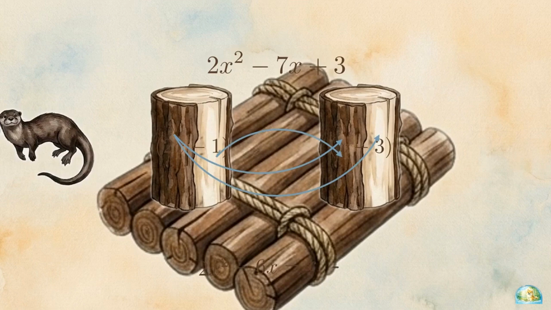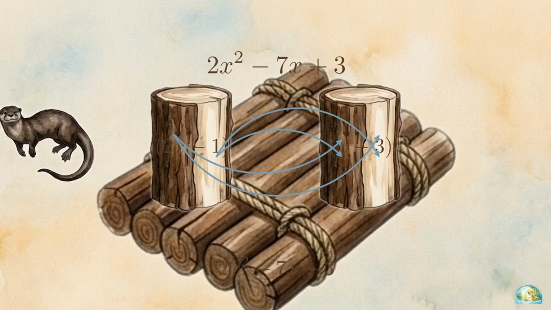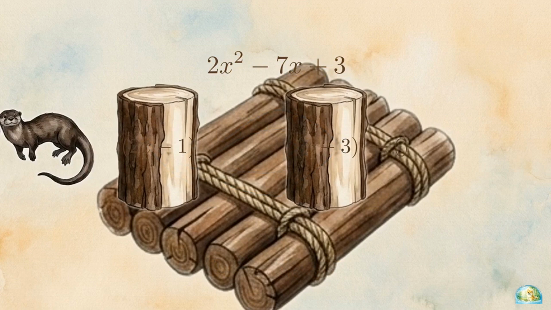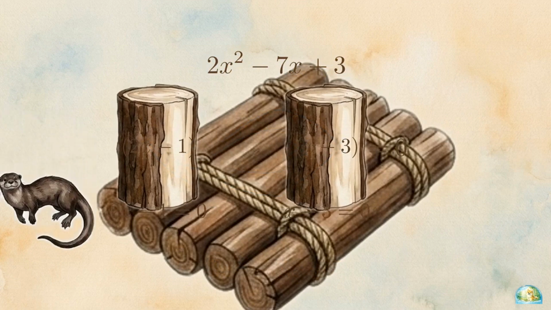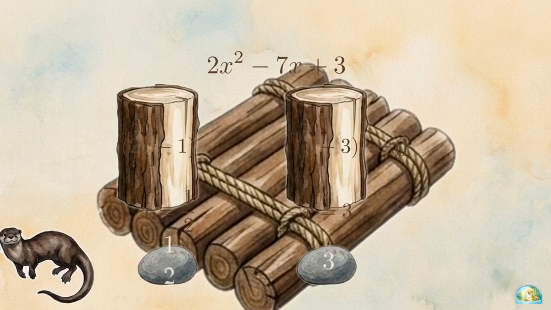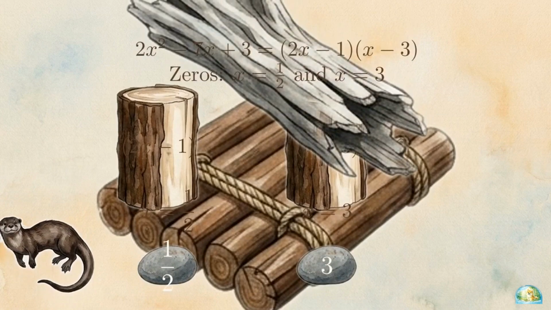We can verify this by multiplying the factors out. 2x squared minus 6x minus x plus 3. Combining those middle terms gives us the original -7x. Now we set each factor to 0. Solving 2x minus 1 equals 0 gives us 1/2, and x minus 3 equals 0 gives us 3.